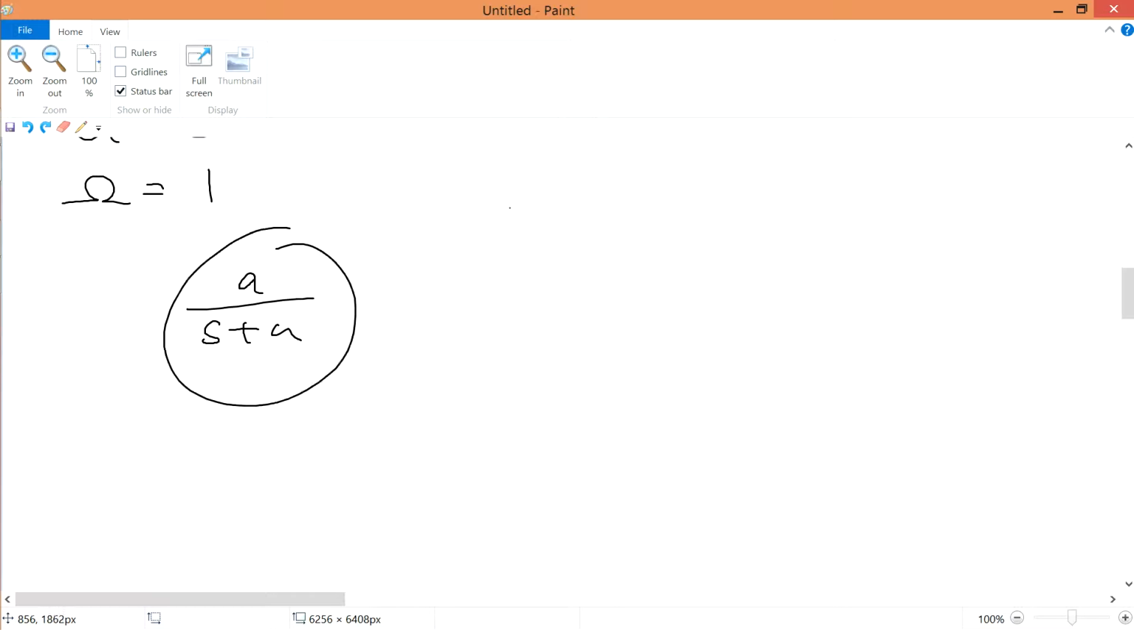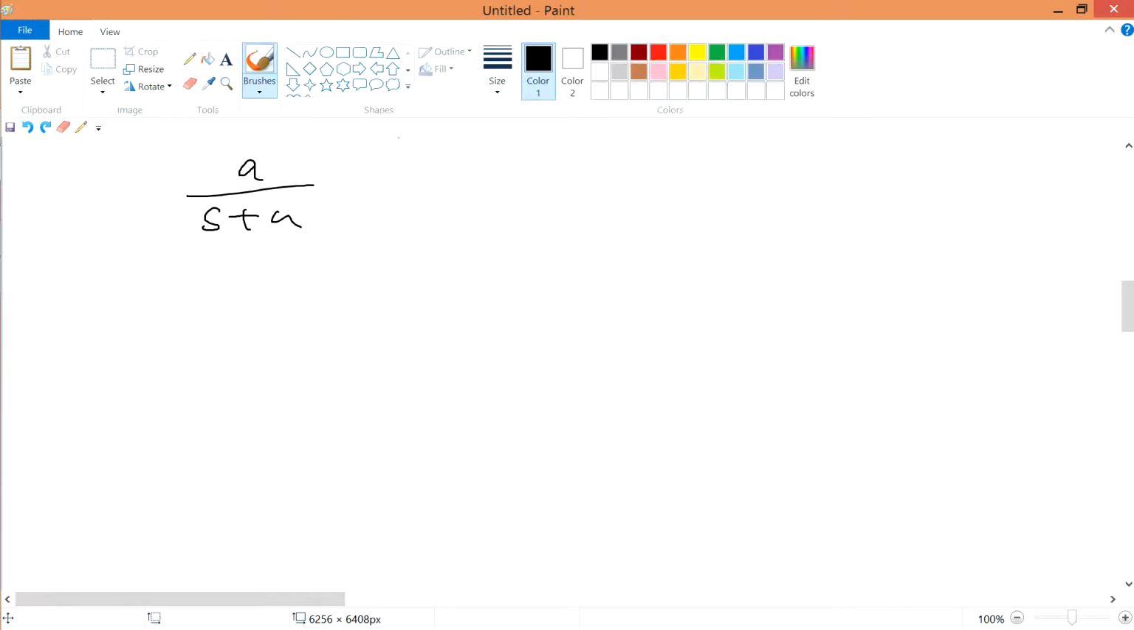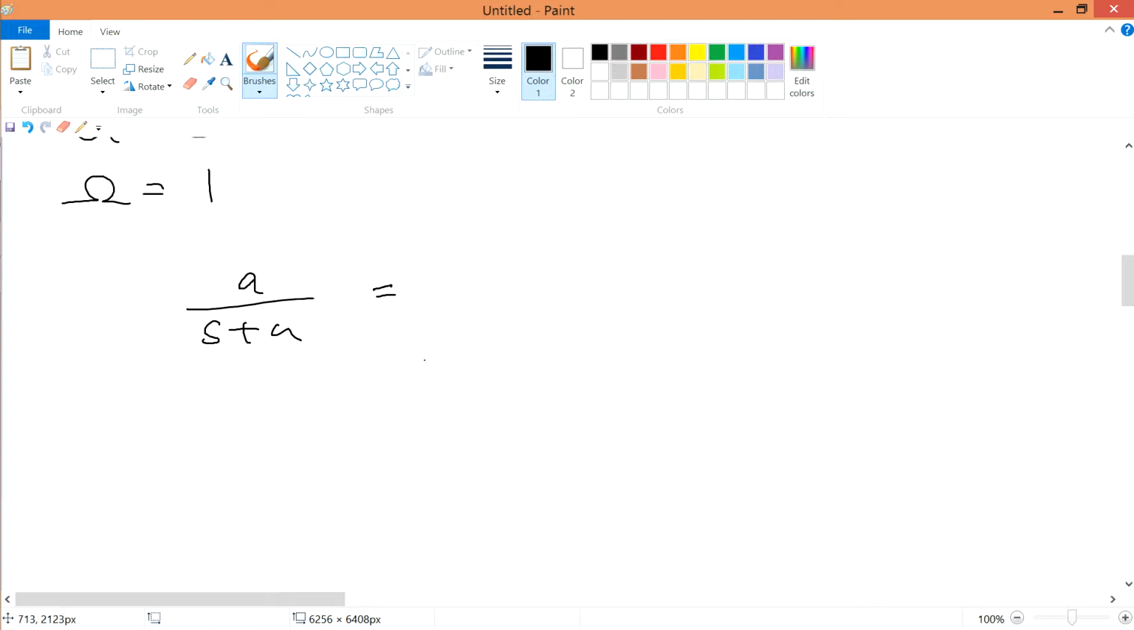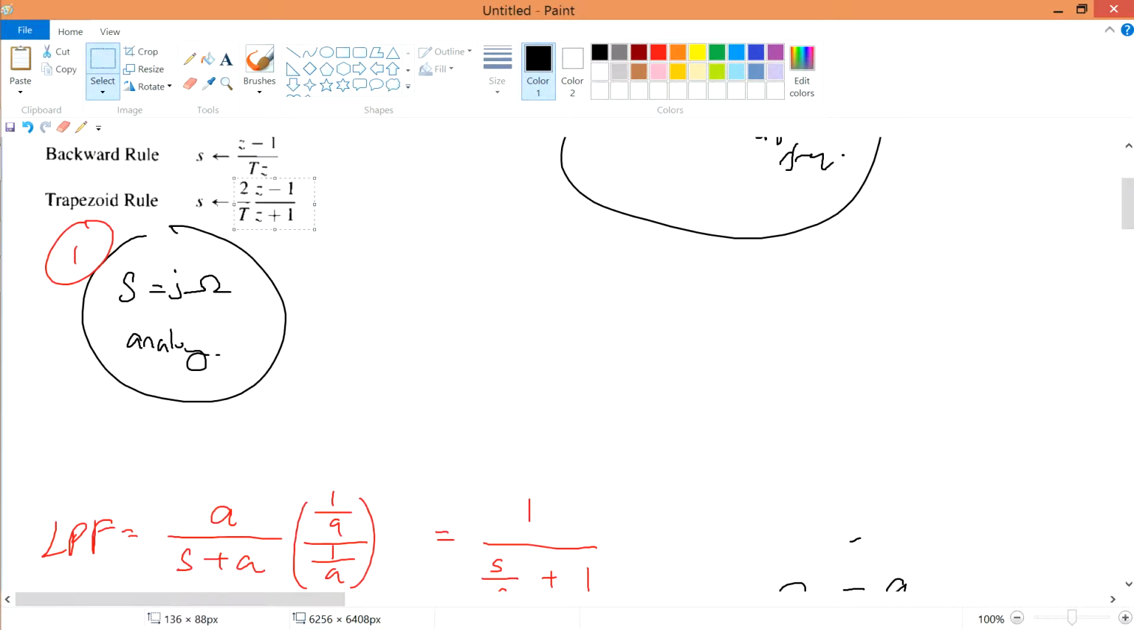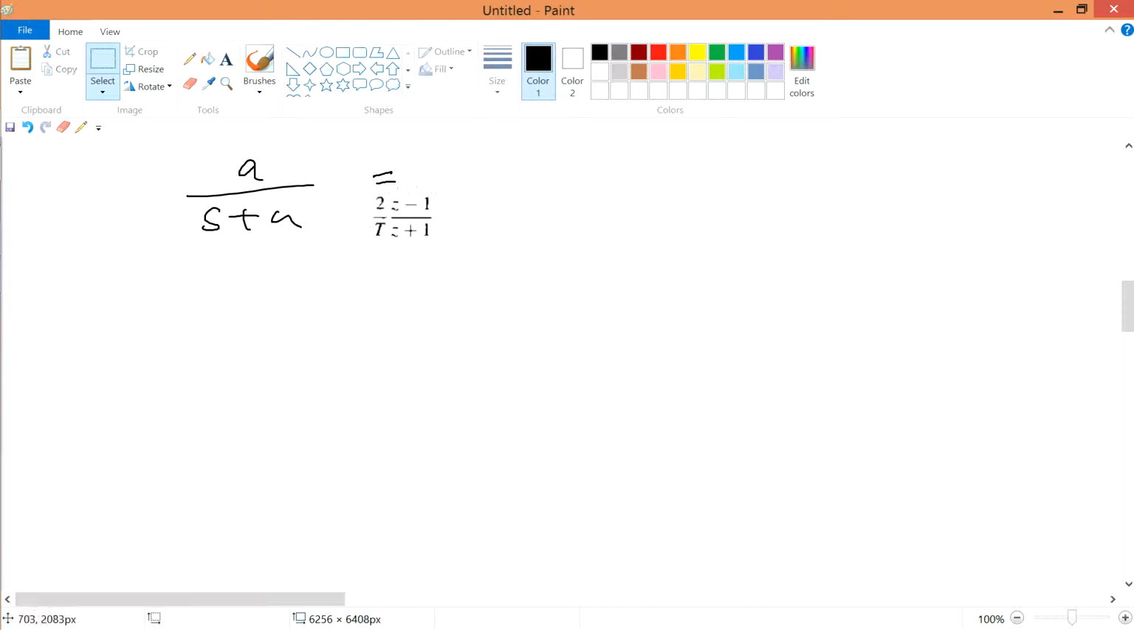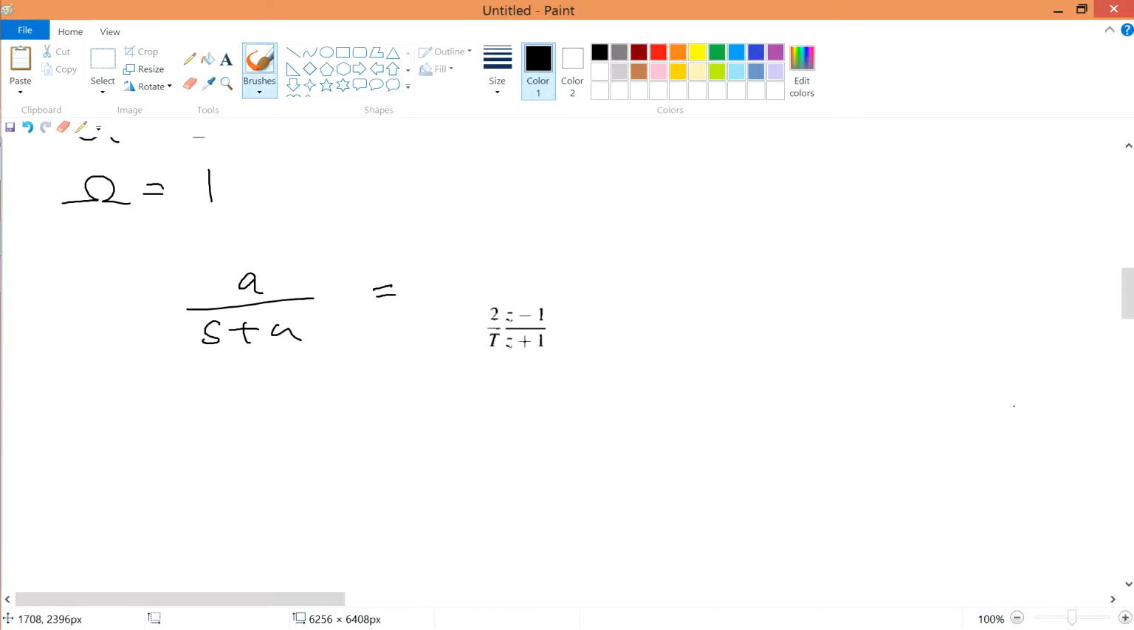In this video, we will not rearrange it, but we'll just keep it at this state where we sub in our S. What do we sub in as our S? We sub in our trapezoidal equation, 2 over T times z minus 1 over z plus 1. So I'll just sub in this thing all over here. To define it more clearly, this is this form. So what can we do next?